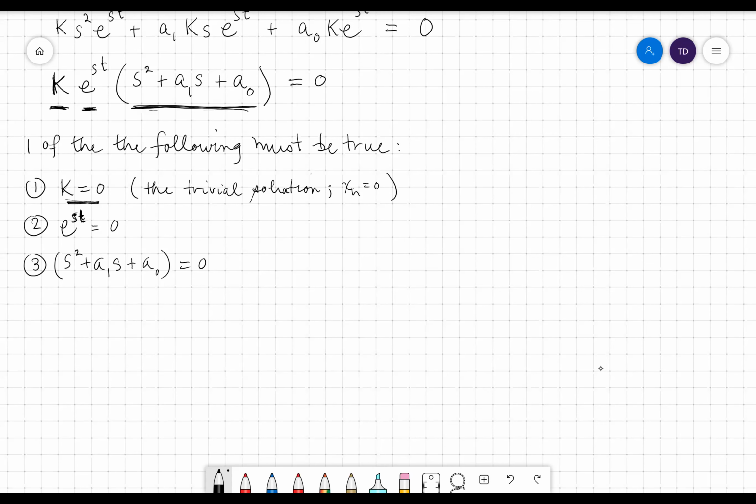Let's look at the second one. Remember, we're solving for s. We want to know what value of s. So when is e to the st equal to 0? It needs to be 0 for all t. When is e to the st equal to 0? When s is equal to what? Infinity. Excellent. When s is equal to minus infinity. But we don't deal with minus infinity as a number, so therefore, there is no solution.